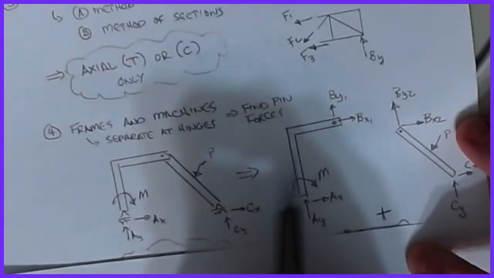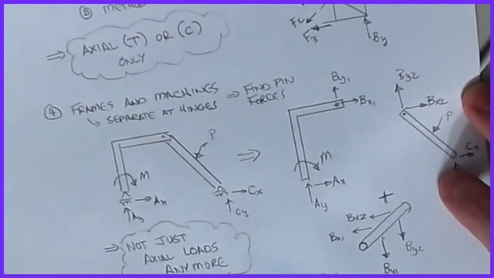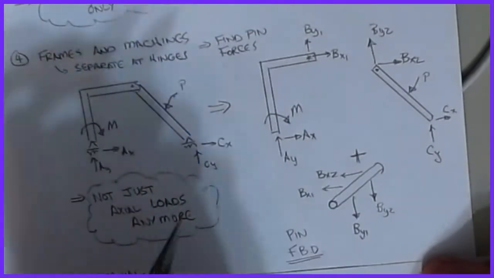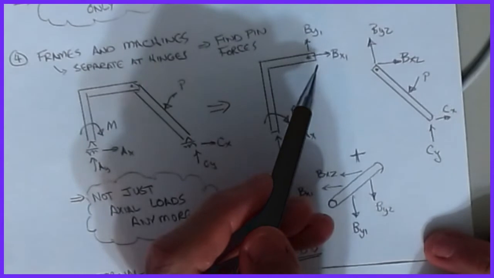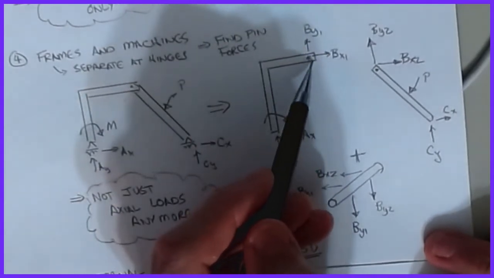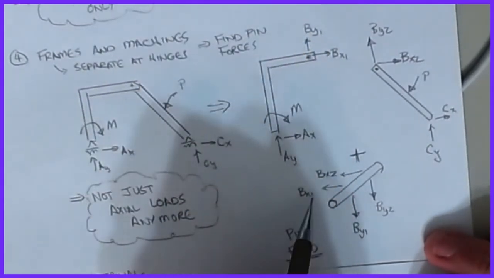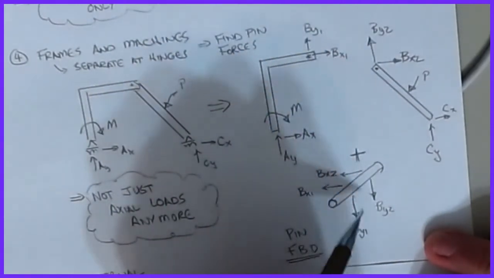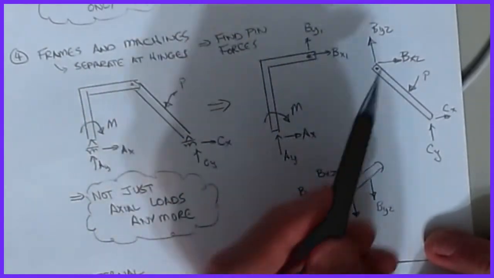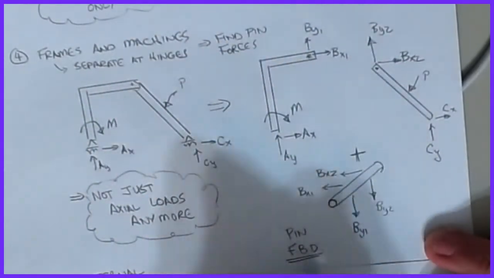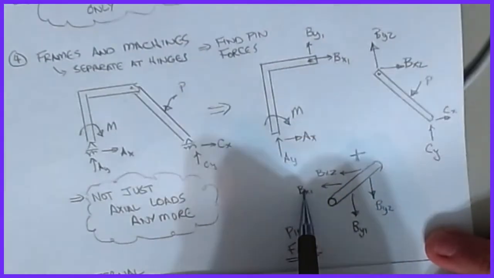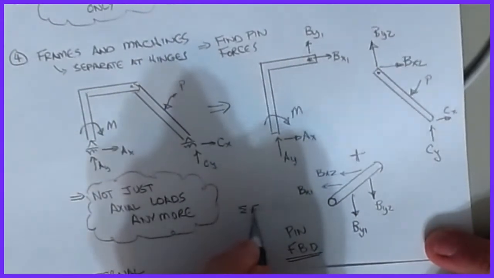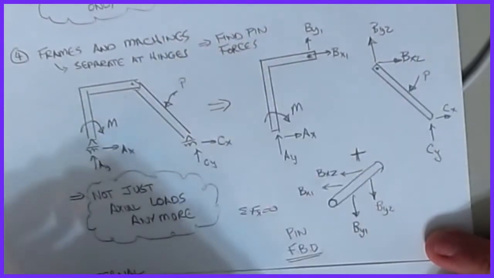The one piece that makes all this go for frames and machines is the behavior of the pin itself. Because remember, I assume this guy pushes on the pin. Well, Newton says that for every force, there's an equal and opposite reaction. So if this pushes on the pin, the pin pushes back. And so this is what this is saying. My BX1 is in the opposite direction of this guy. My BY1 is in the opposite of this. And same for BX2 and BY2. And now this is a valid free body diagram that I can look at. And I can now say that if I write sum of forces X equal to 0, I know that those two guys have to be equal and opposite.